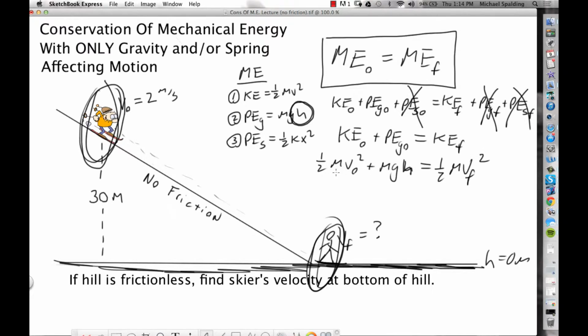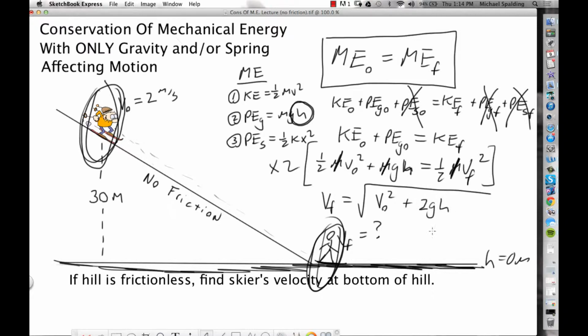So notice that every part of the equation has m. So what can you do? You can cancel the m's. Now what I would do, I'd kill the 1/2s. How do you kill the 1/2s? Multiply everything by 2. And then we're solving for v final. So rearranging this for v final, velocity final, which is what we're looking for, is going to end up being the square root of v initial squared plus 2gh, right?